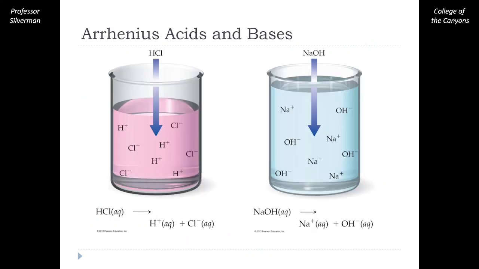We can take a look at this visually as well. Here we have HCl and NaOH. What actually shows up in our beaker are these individual ions. So HCl completely reacts and decomposes into chloride and H+, whereas sodium hydroxide completely dissociates into sodiums and hydroxides.